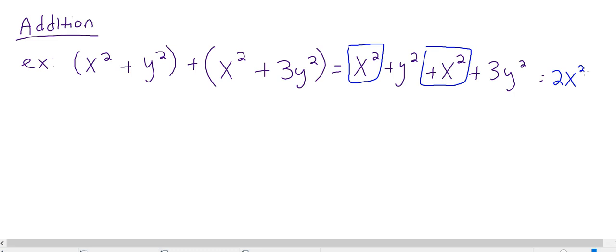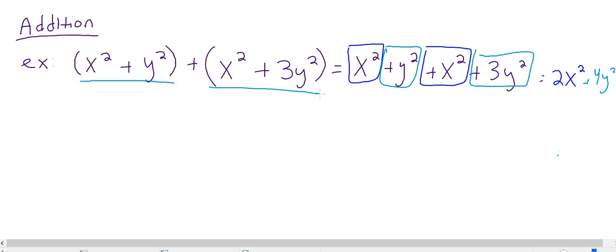What else do we have? We have a y squared and we have a 3y squared. These two have the same base and the same exponents as well. So we can add these two together, keep the base, keep the exponent, and add the coefficient. Plus 4y squared. And that would be the answer to this question. We added this binomial and this binomial to each other, and we got another binomial.